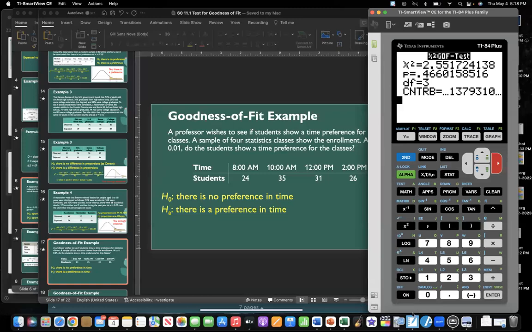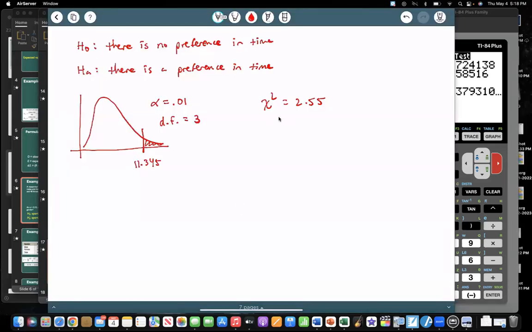So I can make my decision based on this. It looks like 2.55 is not going to be in the critical region, so we don't have enough evidence to reject this. We can't show that there's a preference in time. So we can say the differences are just due to chance. There is no preference in time.